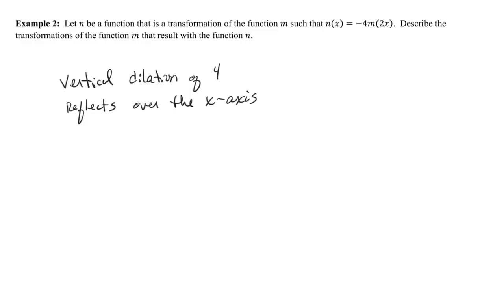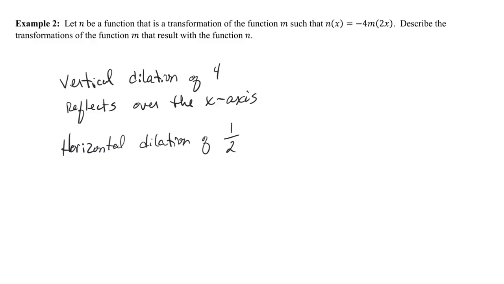And then I move inside to the 2, and it's a coefficient, it's a multiplication. So we also have a horizontal dilation of, not 2. Remember, it's kind of the opposite of that. So in this case, of 1/2.